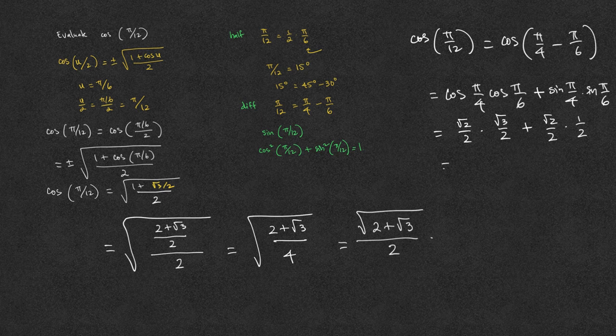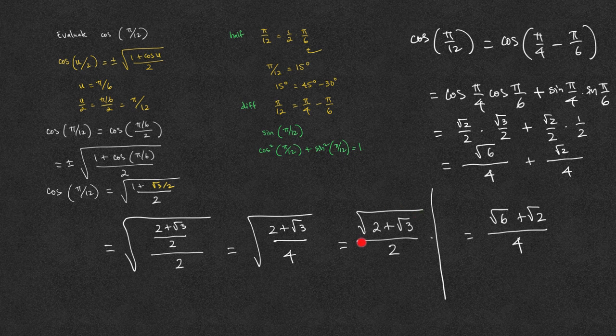These are fractions, so we can simply multiply them across. In the denominator, 2 times 2 is 4. In the numerator, the square root of 2 times the square root of 3 is the square root of 2 times 3, which is 6, plus the square root of 2 over 4. The square root of 6 over 4 plus the square root of 2 over 4 has a common denominator 4. So the numerator is the square root of 6 plus the square root of 2.